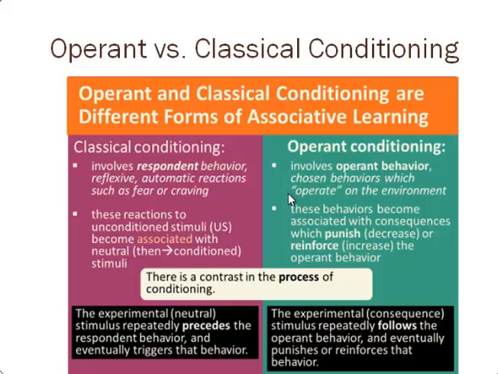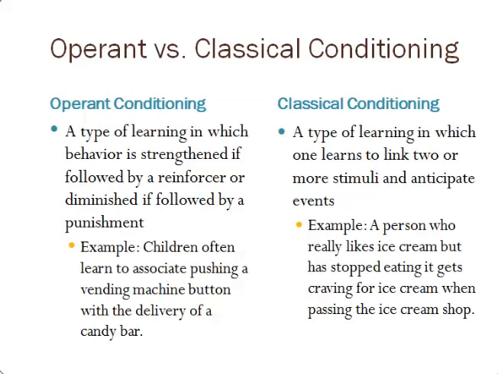Then you have operant conditioning, which is a little bit more sophisticated. It involves operant behavior, which is chosen behaviors which operate on the environment. These behaviors become associated with consequences, which punish or reinforce the behavior. Something that is learned and a little bit more complex. First, we're going to discuss classical conditioning, which can be done on animals, on children, even on babies. Then we're going to look at operant conditioning, which is really more about older children, adults, and essentially human beings.